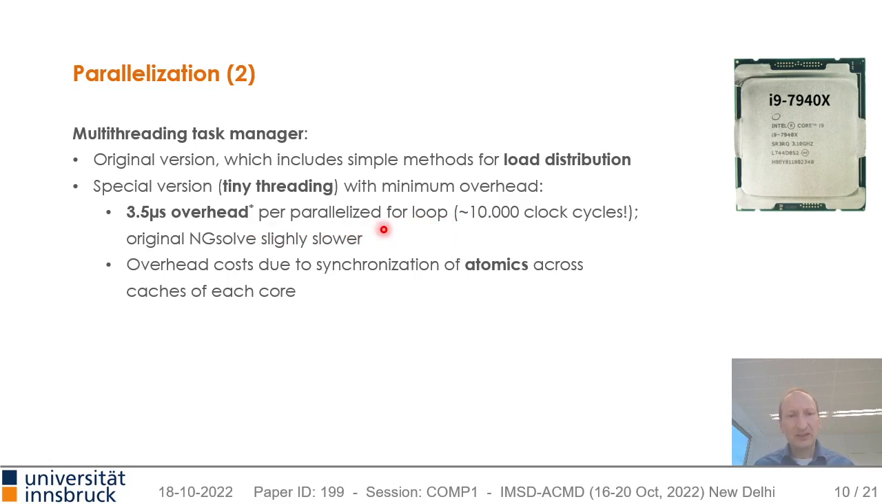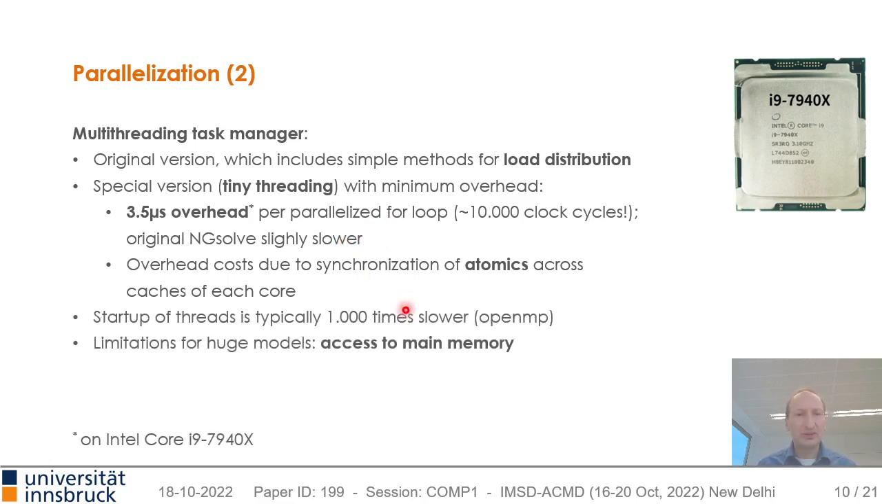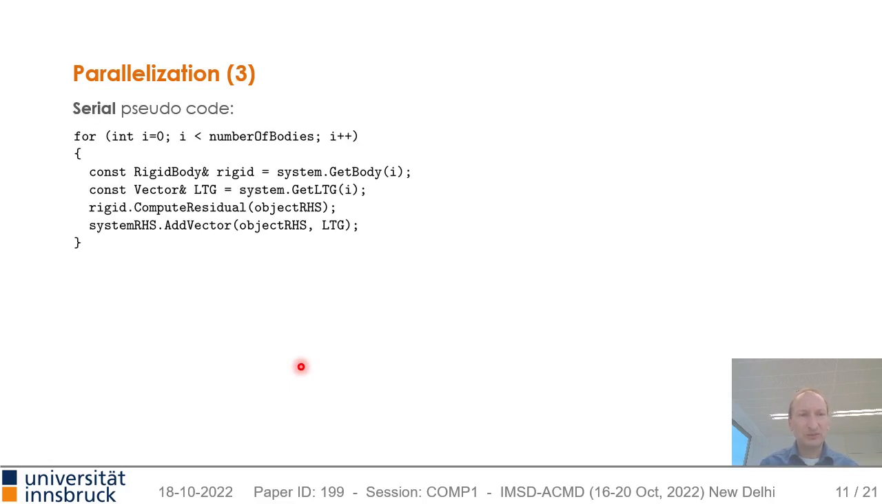But this is faster than the original version, and comparing this to starting threads in OpenMP, it is still 100 times or even 1000 times faster. The only limitation is the access to main memory. If we don't fit our models into cache anymore, then it becomes slow.